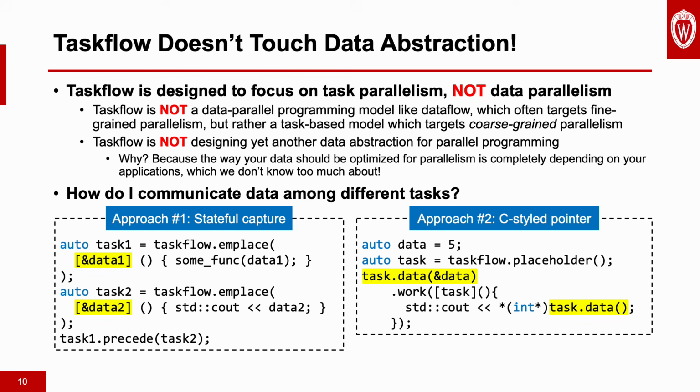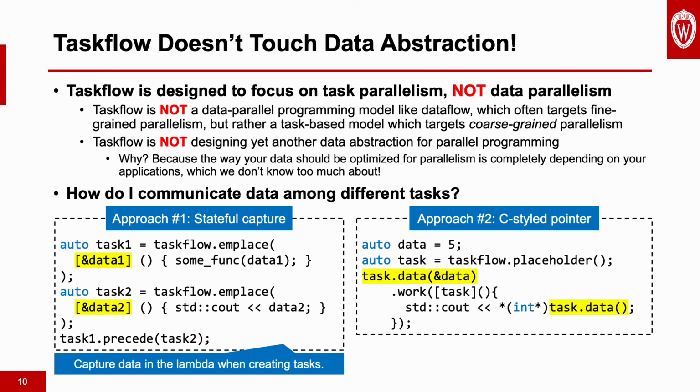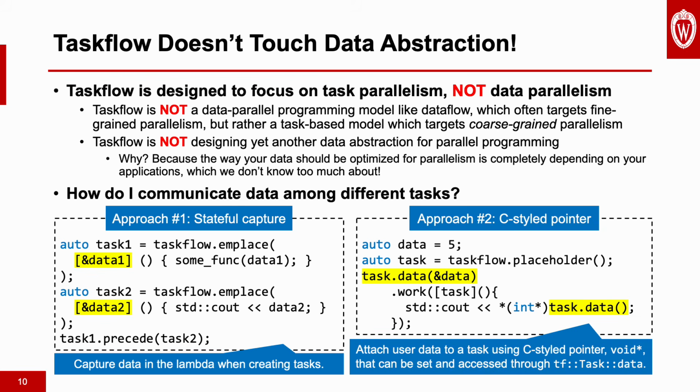Then, how do I communicate data among different tasks? There are two approaches. First, you can capture your data directly in a Lambda when creating a task. This is simple and works pretty well if the data is available at the task creation time. Second, you can attach your data to a task using the C-style pointer void star that can be set and accessed through the member function data of a task handle.